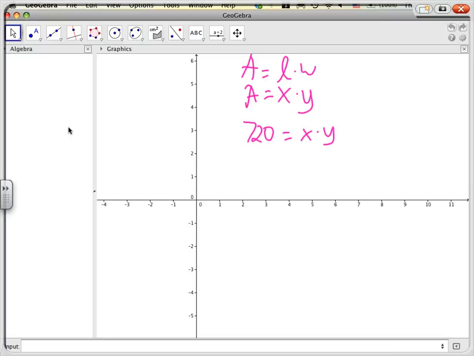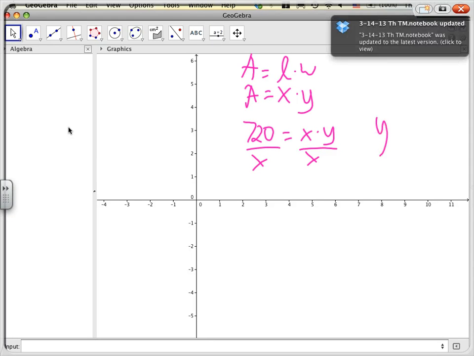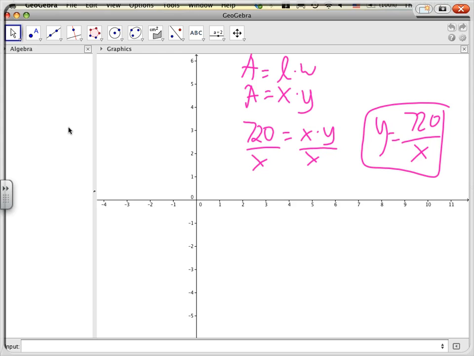Okay, but because we want a graph, we want to solve for Y, because Y equals whatever, right? So how do we solve for Y? Divide by X. So I put that. I just need to put it in a certain format for the graph to work. So Y is 720 divided by X. That's what I want to input here. So watch what happens when I input that equation into this function.